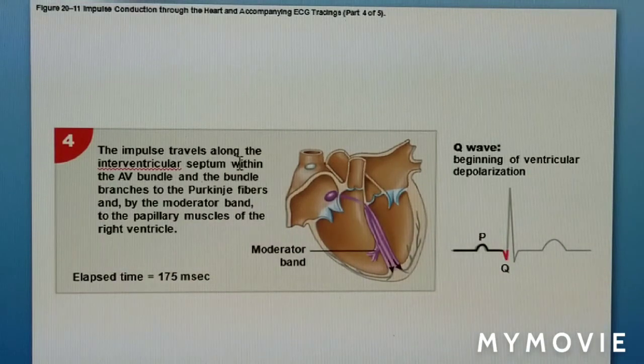The impulse travels along the interventricular septum within the AV bundle, and the bundle branches to the Purkinje fibers and the moderator band and the papillary muscles of the right ventricle. Q wave is the beginning of ventricular depolarization. P was atrial depolarization.